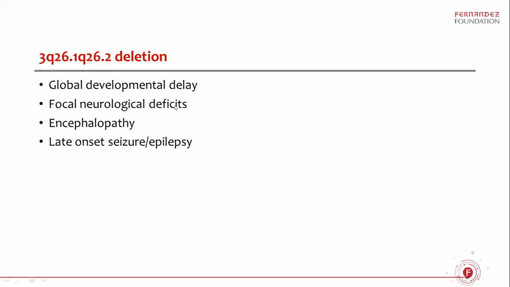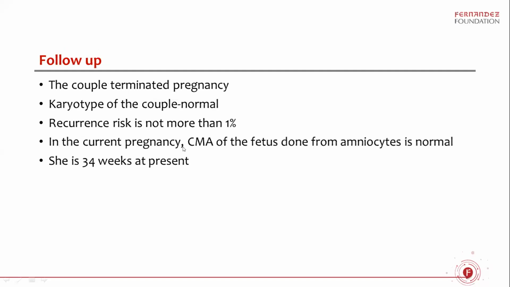Some of them have focal neurological deficits. Encephalopathy has also been manifested in some of the children. Some of them may or may not have late onset seizures or epilepsy. So this couple also terminated pregnancy, and this couple were advised karyotype, and that was normal. Again, recurrence risk was not more than 1%.